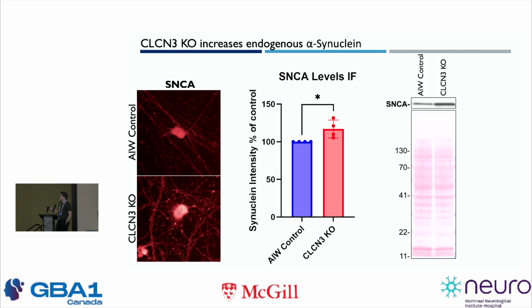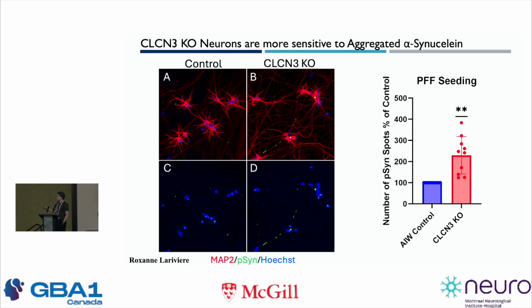And it led to the question of how would these neurons deal with aggregated forms of synuclein. And to test that, we use PFFs, or preformed fibrils of synuclein. So this is a synthetically aggregated form of synuclein that we treat our neurons with for 2 weeks before staining for phosphosynuclein, which is a marker of de novo aggregated synuclein that tracks the pathology of Parkinson's.